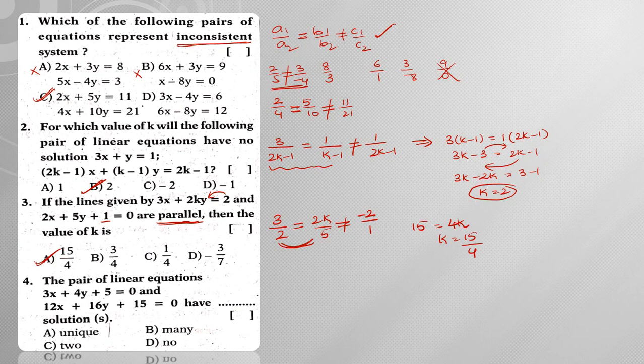Next, the pair of linear equations 3x plus 4y plus 5 is equal to 0 and 12x plus 16y plus 15 is equal to 0 have dash solutions. First of all, let us see a1 by a2, which is nothing but 3 by 12, b1 by b2 is nothing but 4 by 16, and c1 by c2 is nothing but 5 by 15. Now 3 by 12 means 1 by 4, 4 by 16 means 1 by 4, 5 by 15 means 1 by 3. So these two are equal and this is not equal. Hence it has no solutions, which is nothing but 0 solutions.